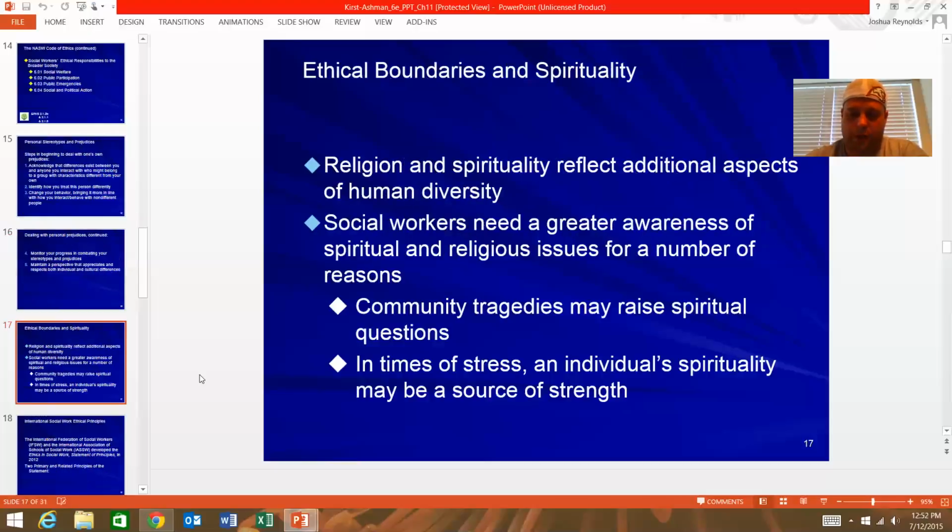Ethical boundaries and spirituality. Spirituality can be an asset or a source of strength for a lot of clients, and that's an important thing, especially in times of tragedy. Spirituality is being worked into different types of mental health treatment, and there's some evidence around that for things like depression, anxiety, other things like that as well. The bottom line is, if that's part of who the client is, let them know that they can use that and show them how to use that. If it's not, don't try to force it. So pretty straightforward.